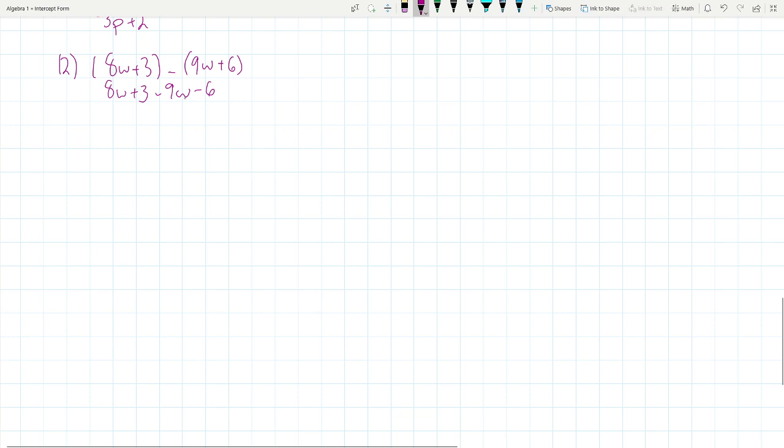Now I'm going to start combining like terms. And so if I need to do that kind of underlining, I do. I say, okay, I first start with the w's, then I'm going to do the ones that don't have a w. So 8w minus 9w is negative w, or negative 1w if you need. 3 minus 6 is negative 3. All right, let's go to number 13.